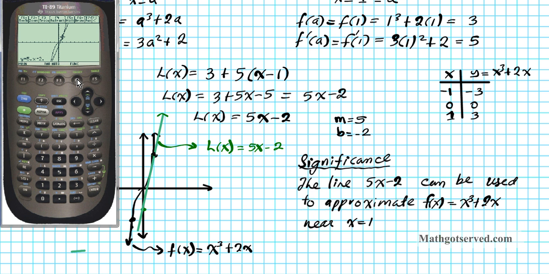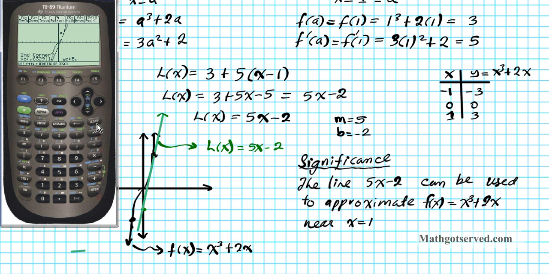Now, how does this connect with linearization? If you zoom in sufficiently close to that point, you will find that the tangent line and the line of the function are not distinguishable. Okay, so let me show you how that looks. So I'm going to do a zoom box. We're going to keep zooming in until you see what the whole idea of linearization looks like.